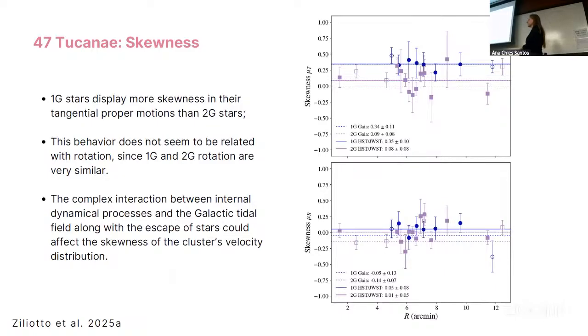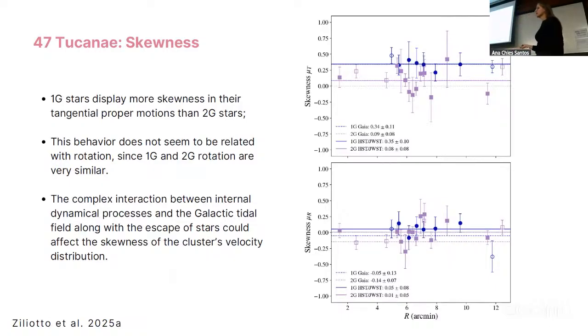So another parameter that we analyzed that is kind of new in the context of globular clusters is the skewness of the distribution of the proper motion. So here in the first panel, you have the skewness in the tangential proper motions, and in the second panel for the radial proper motions. You see that for the radial proper motions, skewness is basically consistent with 0, while for the tangential one, for first population stars, it's a lot higher than for second population stars.